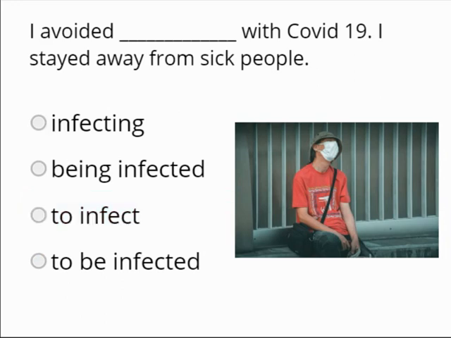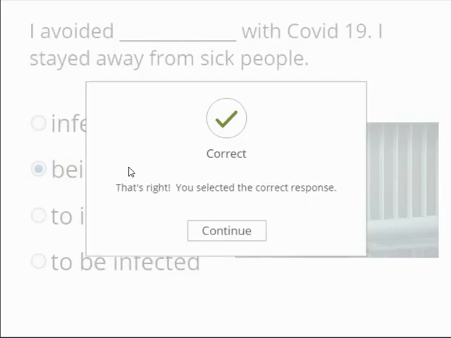This one: I avoided with COVID-19. I stayed away from sick people. So I avoided being infected with COVID-19. I stayed away from sick people. That's correct.